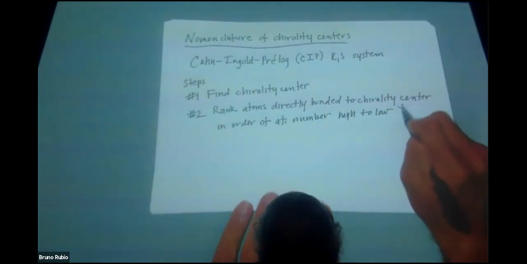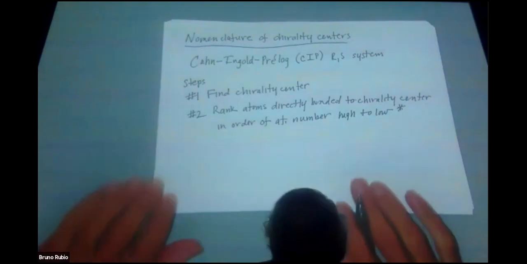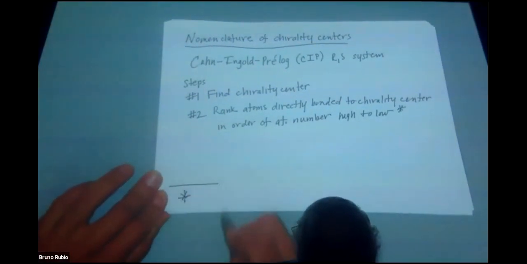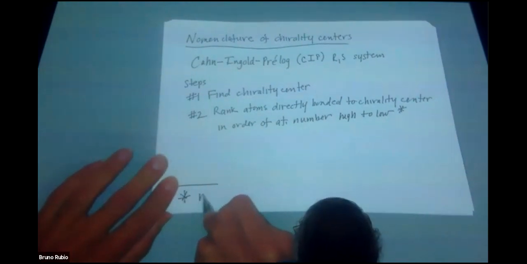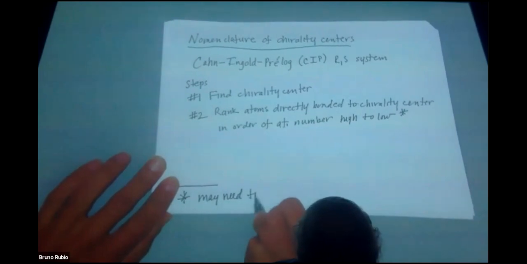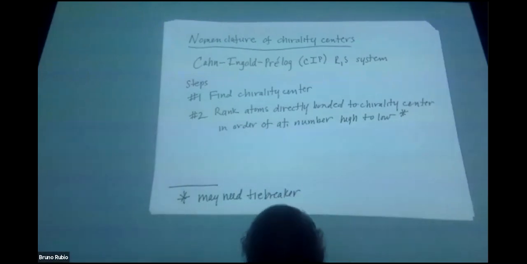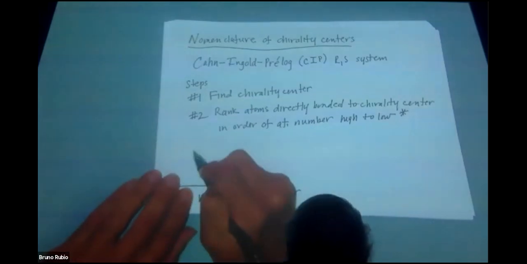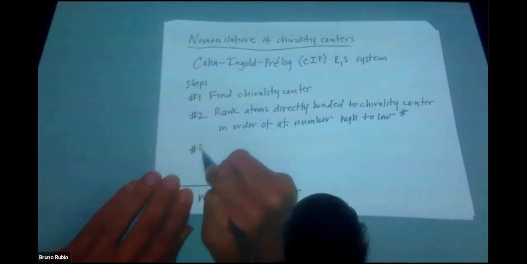But you know what? I need to put an asterisk here because later we'll see, later we may need a tiebreaker. But we'll talk about that later. So right now, let's just keep things nice and simple. And let's say we don't need that tiebreaker. We're just ranking the atoms directly bonded to the chirality center, high to low. Okay, step number 3. Here's the killer, right?